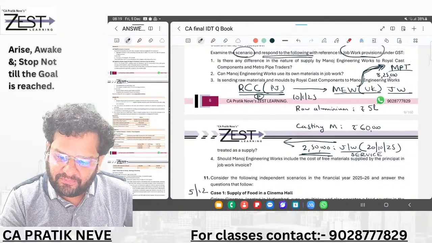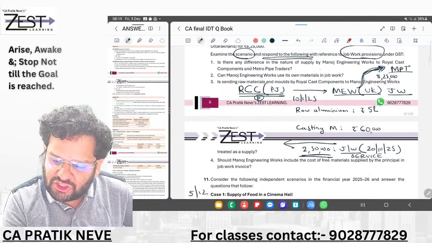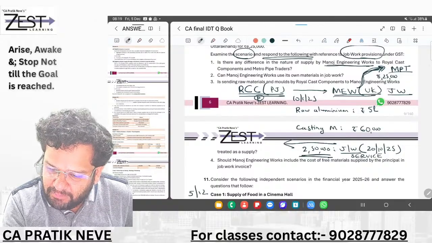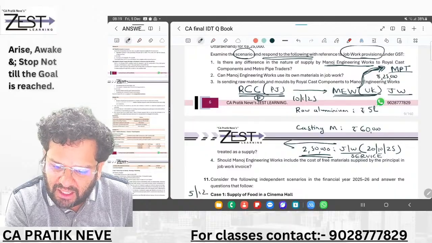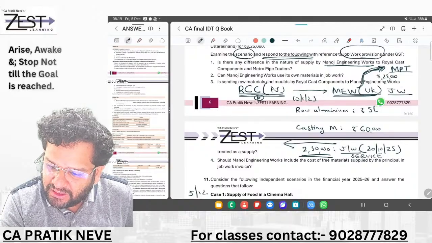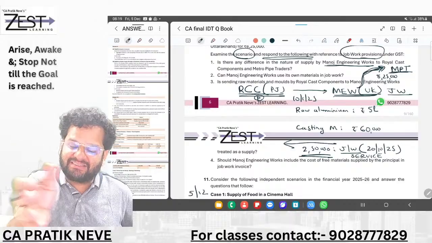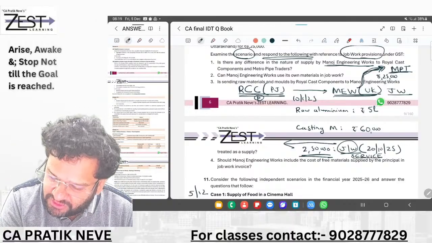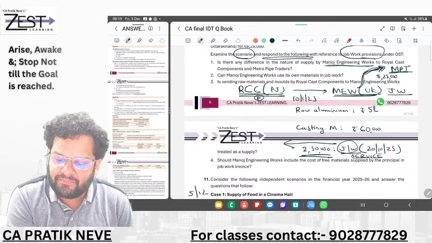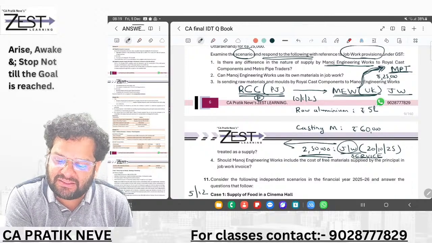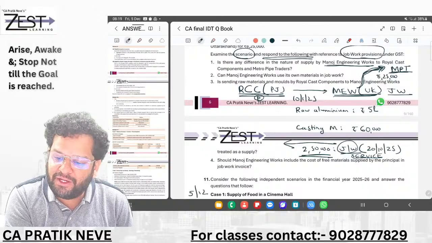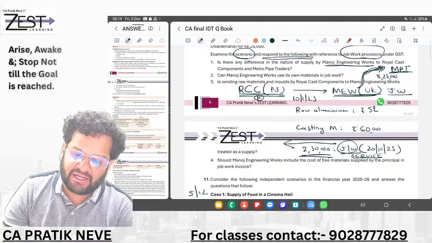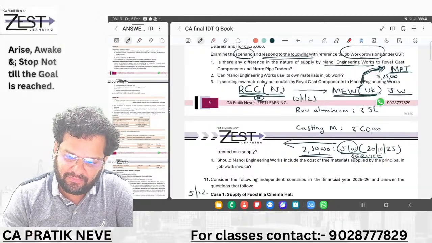Question: is there any difference in nature of supply by Manoj Engineering Works, MEW, to Royal Cast and to Metro Pipe? That's exactly what I was telling you right now. This is just a job work service supply done by MEW to RCC. But MEW to MPT is sale of goods. That is the biggest difference.